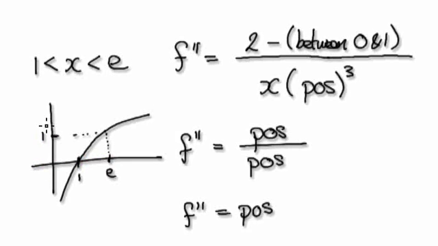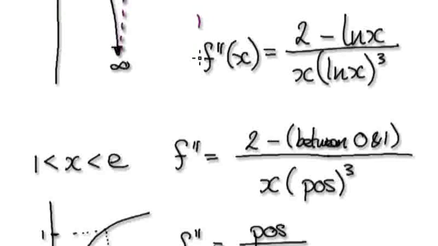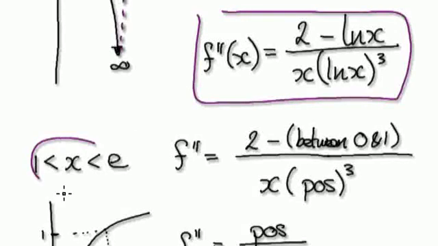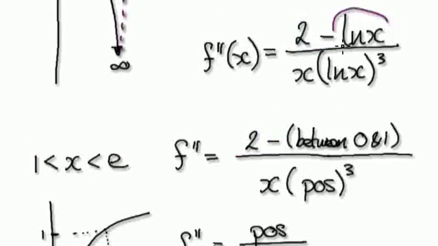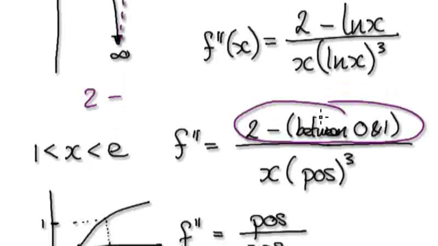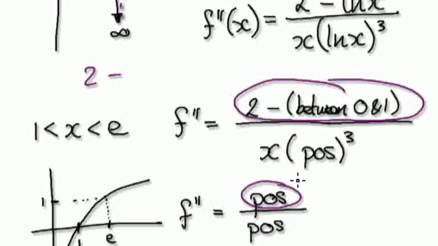Bear that in mind. Okay, let's start again. Looking at f double prime in this region, you've got 2 take away a number that's between 0 and 1. Don't forget, 2 take away a number between 0 and 1 will be a positive number.